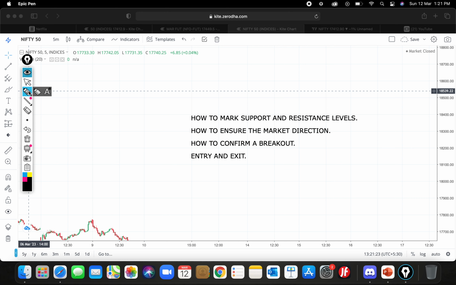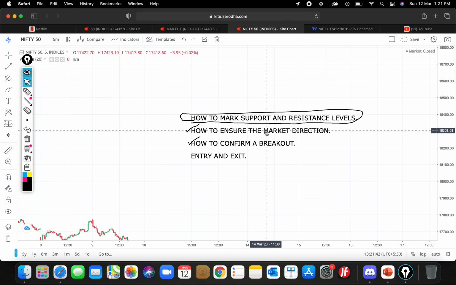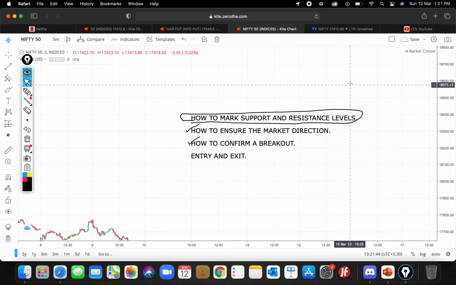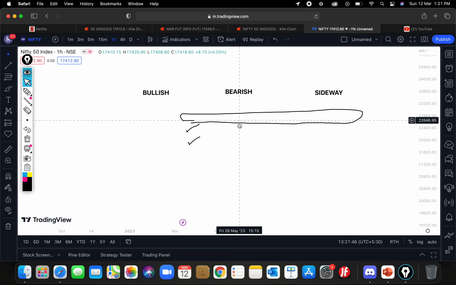So in the previous video we saw how to mark the support and resistance levels based on the volumes. If you have not checked that video, do check it first and then watch this video. Today we will see how to ensure the market direction and how to confirm a breakout. To learn about the market direction, firstly we need to check the market trends.